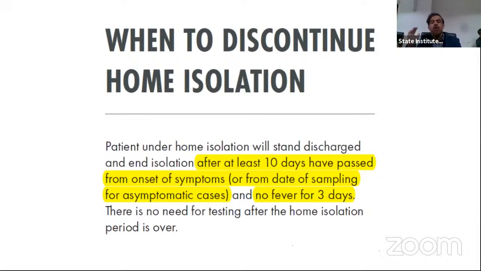Let me tell you, strongly advise that you don't need any retesting before you discontinue home isolation. So as per our national guideline, we should not advise retesting of our patient to further discontinue home isolation, because there is a scientific basis for that. We have lots of studies which have suggested that patients remain infectious for 8 days. After 8 days, patient usually becomes non-infectious. And that's why the national guideline has adopted that policy that 10 days is good enough to discontinue home isolation of the patient.